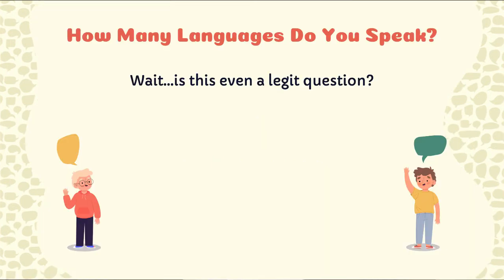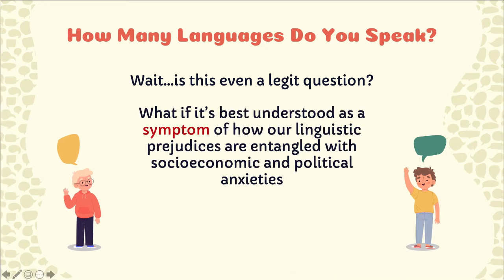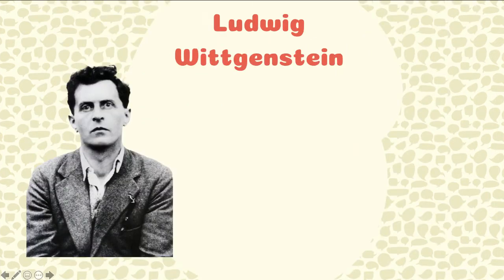I propose that instead of answering the question, how many languages do you speak, in its own terms, we take a step back to reflect on its implicit assumptions. In other words, rather than looking at it as a legitimate language question, I suggest a more interesting perspective is to think about this as a symptom of how our linguistic prejudices, meaning subconscious linguistic ideologies, are entangled with various socioeconomic and political anxieties. To this effect, we're going to recruit the British-Austrian philosopher of language, Ludwig Wittgenstein.